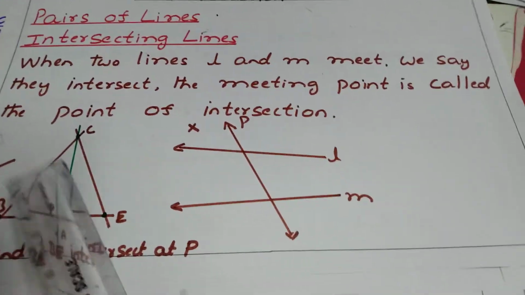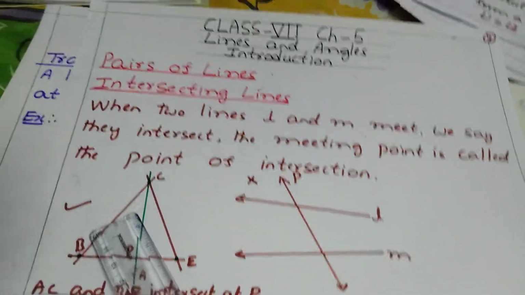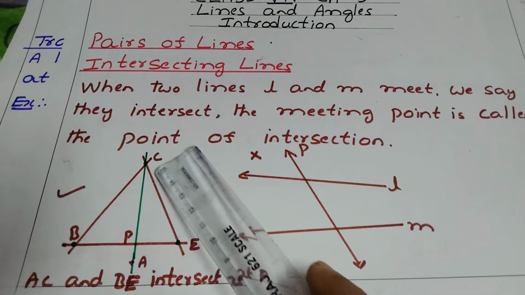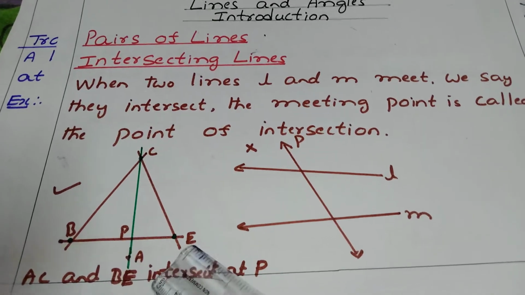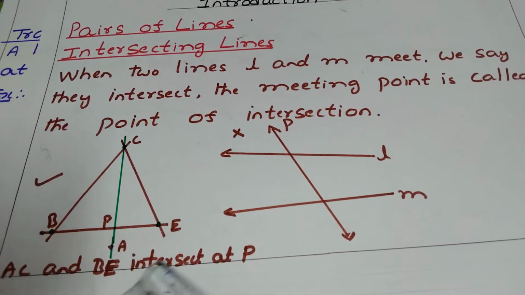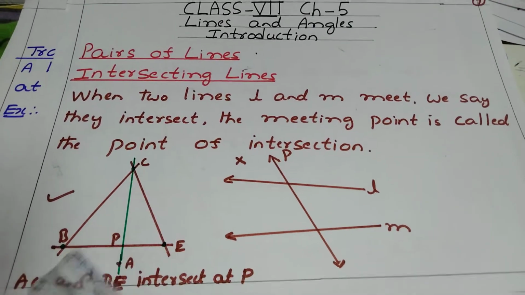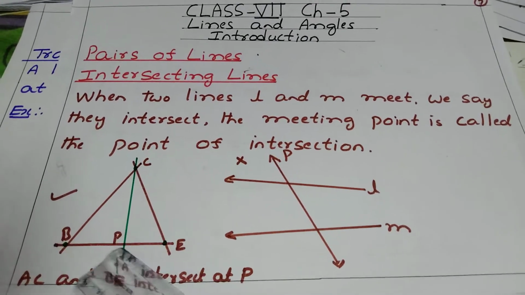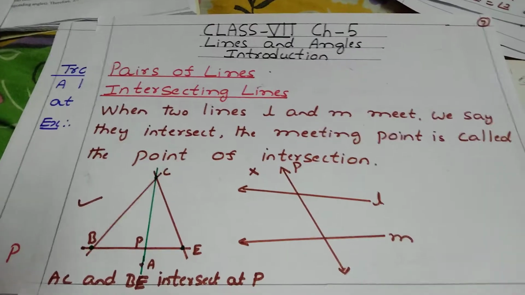See, like this is the right way to show intersecting lines. Here, AC and BE intersect at P. AC and BE intersecting at P are called intersecting lines.